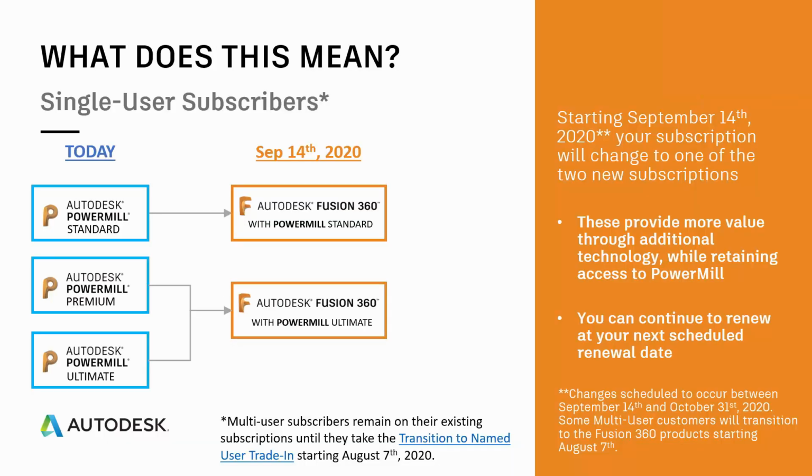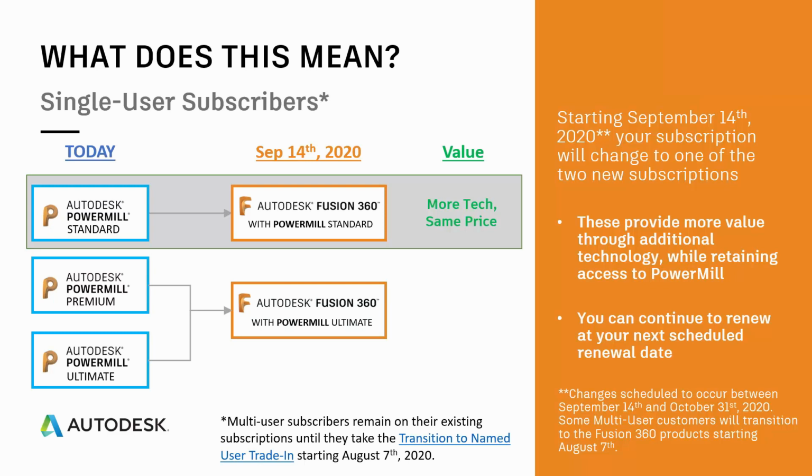But what does this mean for you? Well, the answer really depends on the version of PowerMill that you're using today and whether you're a subscriber or whether you're maintaining perpetual license. Now, if you're a single user subscriber to PowerMill Standard, you'll be migrated to the new Fusion 360 with PowerMill Standard offering. This will give you access to more technology at the equivalent price that you would normally pay for a PowerMill Standard subscription. So you receive more technology, but at the same price that you've normally been paying.